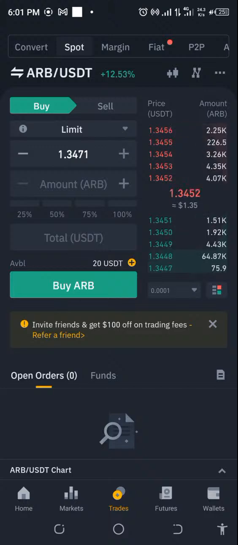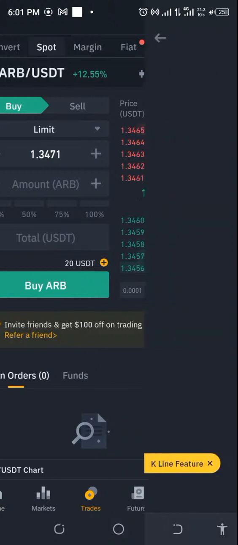Today we're on another episode of spot trading on Binance. And what are we going to be using today? We are going to be using ARB-USDT. All right, let's go to the charts and see what we have.